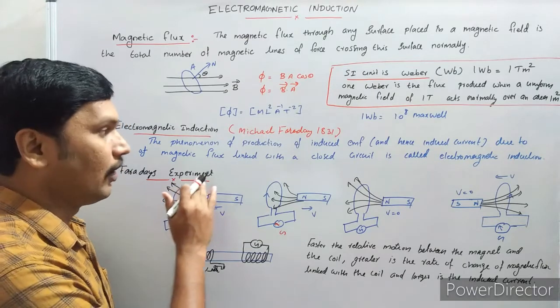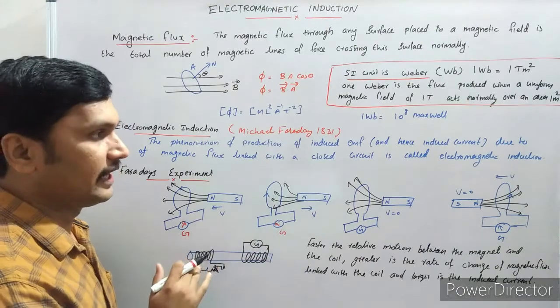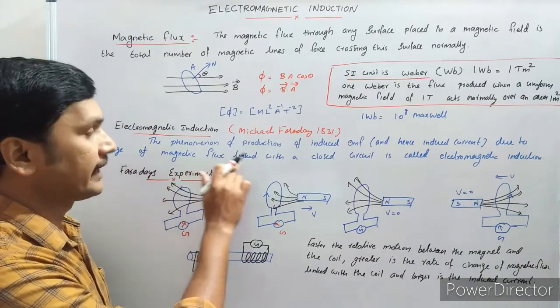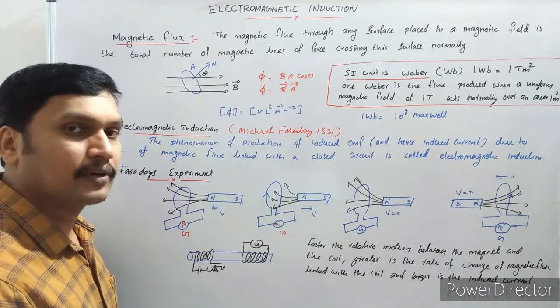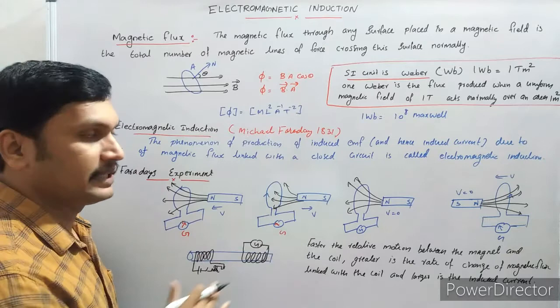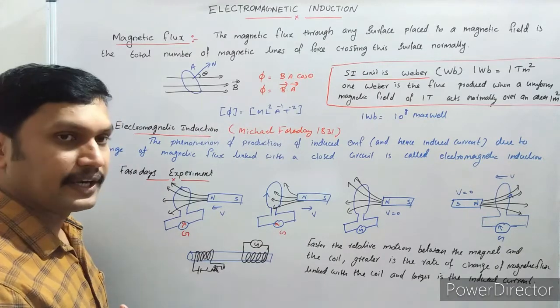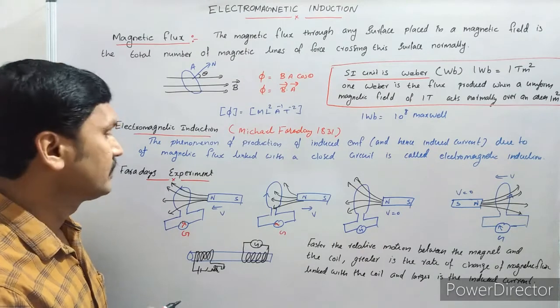So the phenomenon of production of induced EMF and hence induced current due to change of magnetic flux linked with a closed circuit is called electromagnetic induction. Let us see some of the experiments conducted by Michael Faraday to demonstrate this phenomenon of electromagnetic induction.